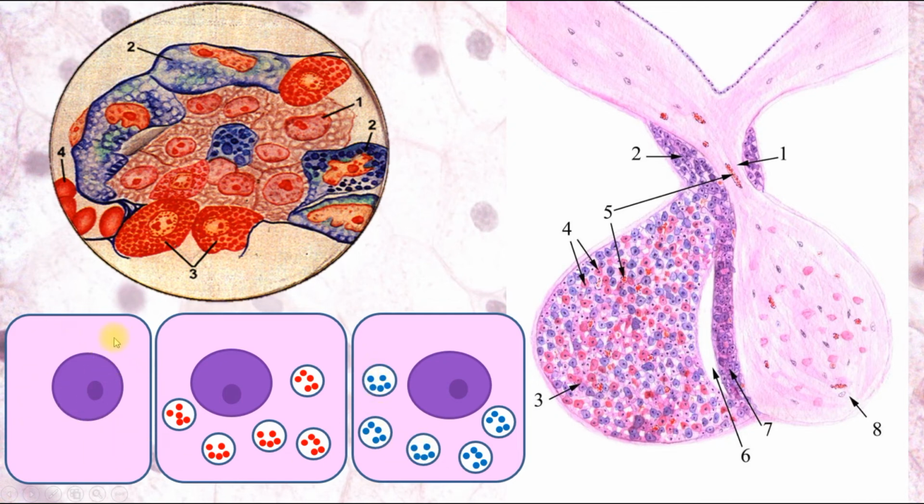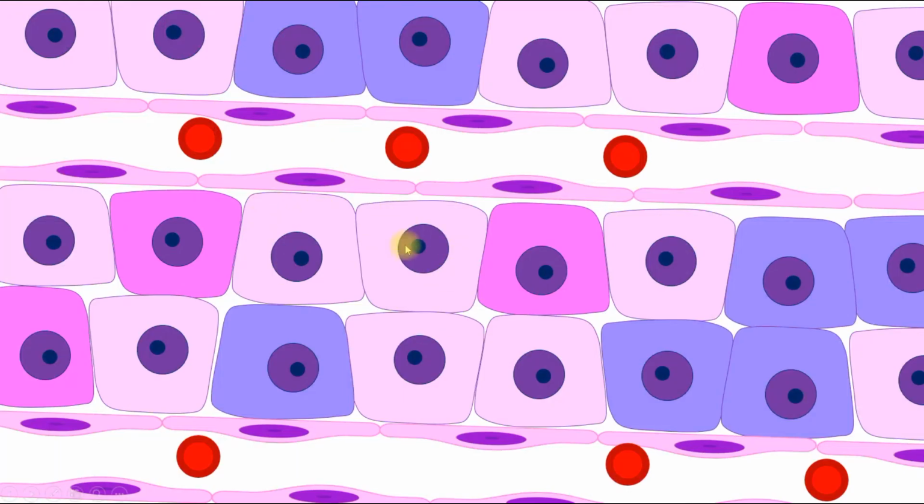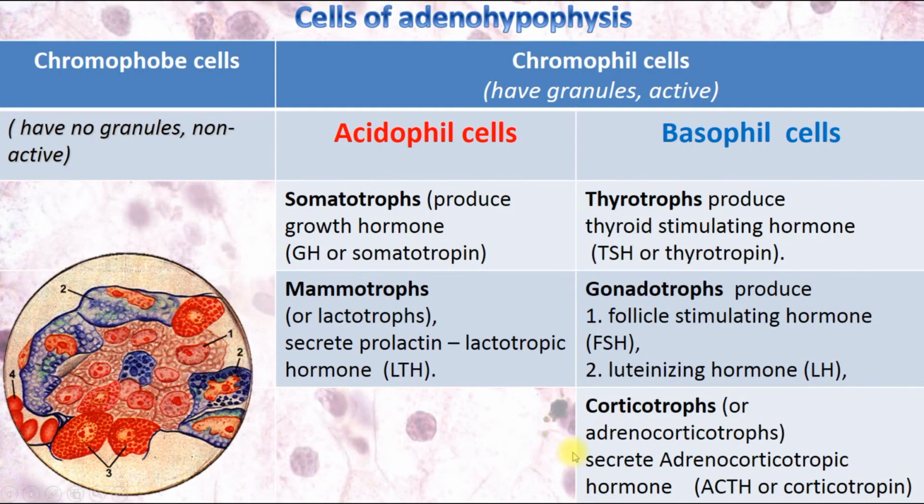And some cells don't have granules with hormones. Some of them are stem cells, inactive cells, or some of them are chromophils which have released their granules and at the moment they are empty. So here we can see chromophobes, pale cells, chromophils, oxyphilic chromophils, and basophilic chromophils. So here we can see classification of adenohypophysis cells, chromophobe cells and chromophil cells. Chromophil cells have granules, they are active, and chromophobe cells haven't granules, they are non-active.